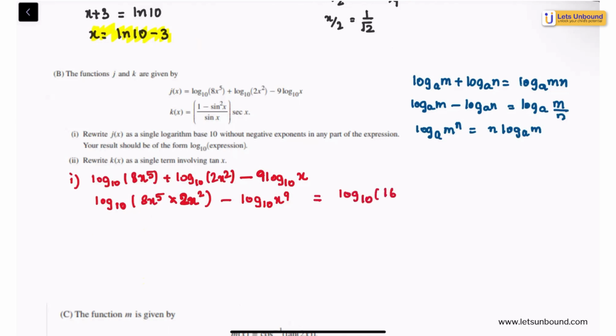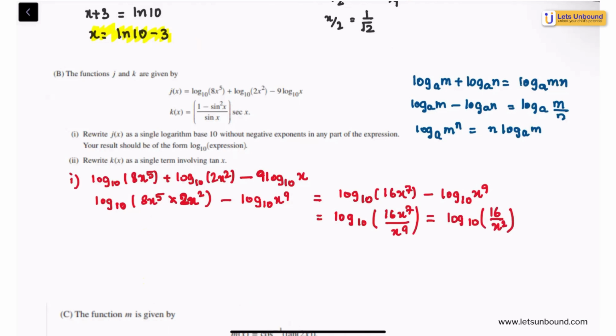Now when I multiply this expression, it gives me log base 10, 8 times 2, 16. And using laws of exponents, it will be x to the power 7, minus log base 10 x to the power 9. Now these are being subtracted, so using log laws, I will divide them. Log base 10, 16x^7 divided by x to the power 9. The powers of the exponent get cancelled and I'll be left with log base 10, 16 over x^2.